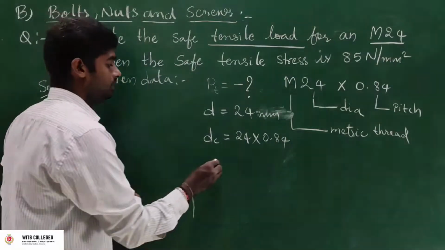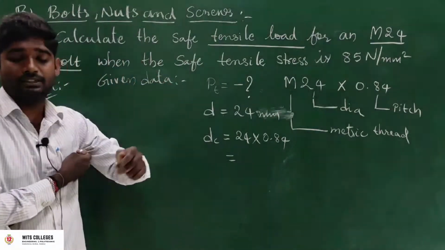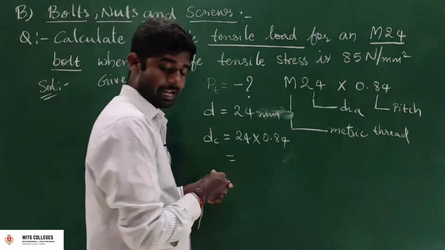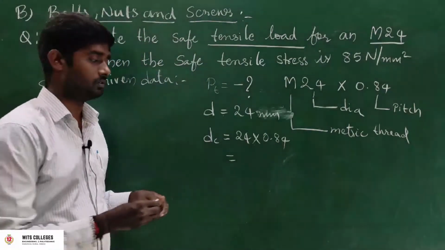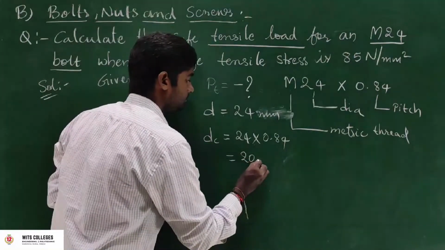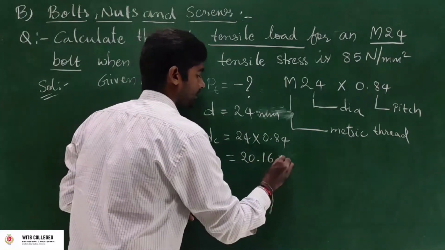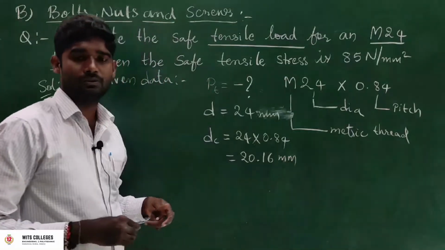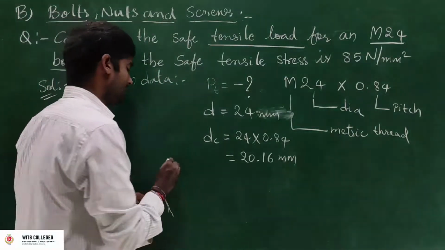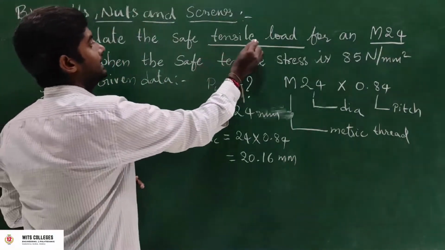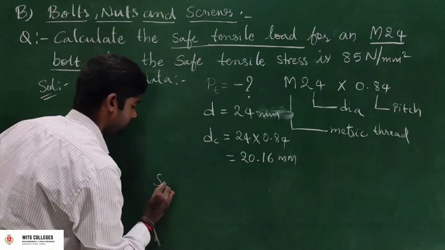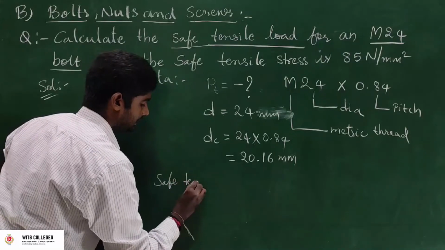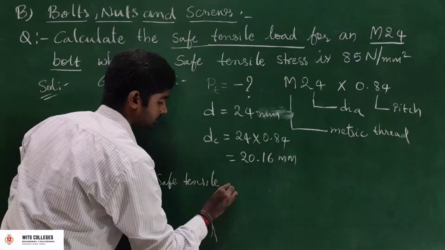Let's find out the DC. DC means core diameter. Core diameter is equal to 24 into 0.84, that's 20.16 mm. Now let's find out the safe tensile load.